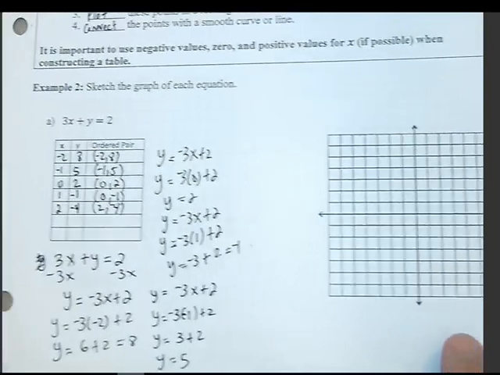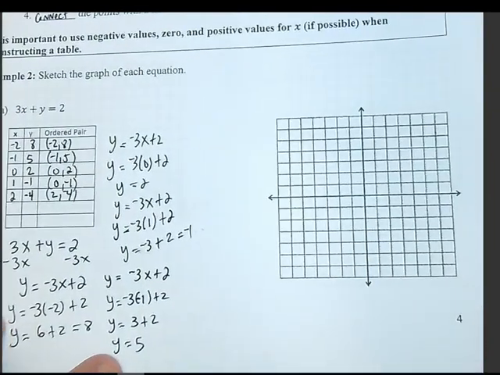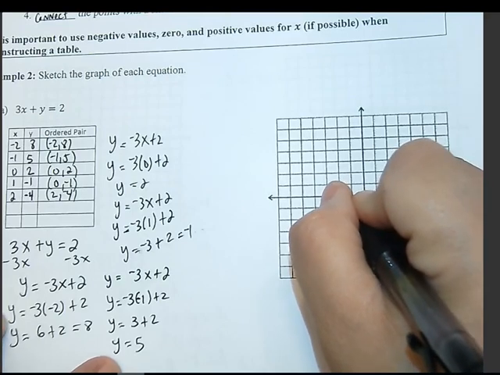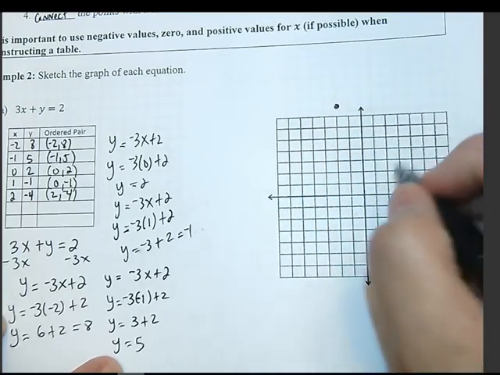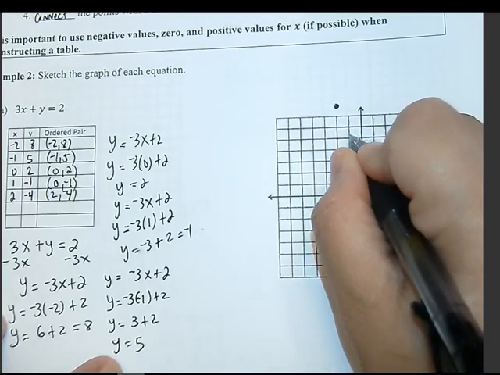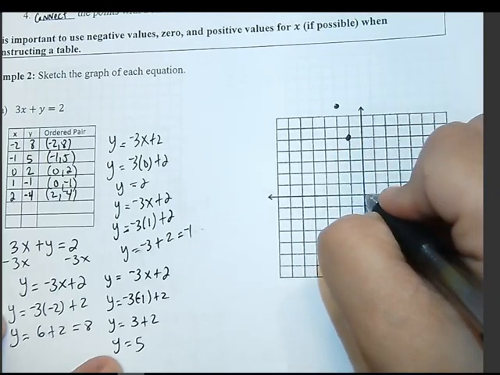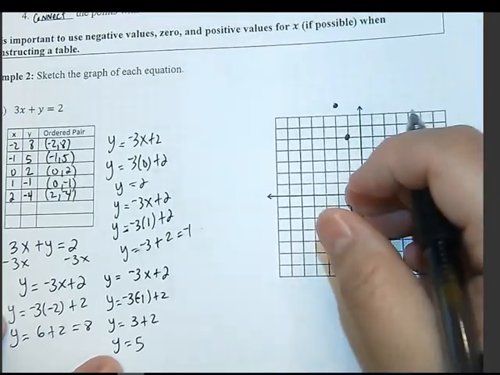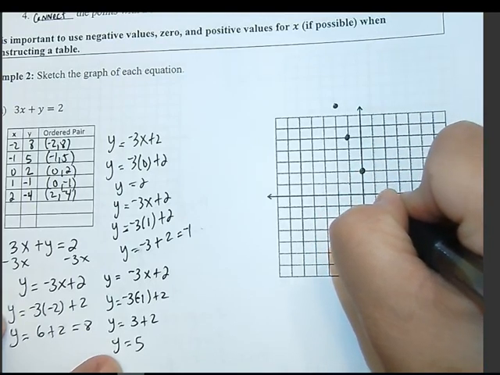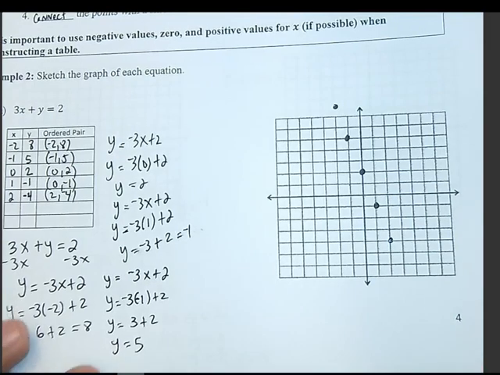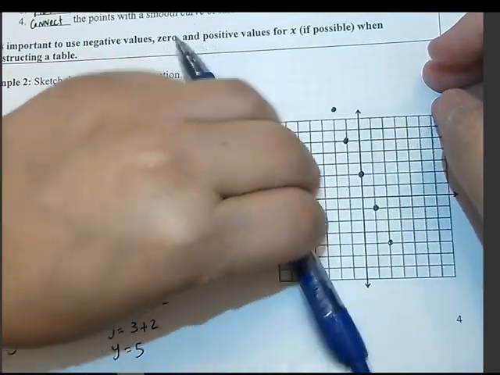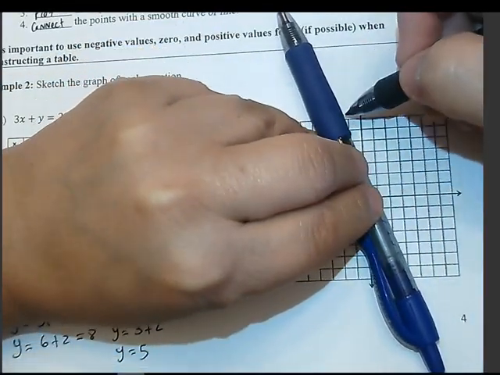Once we have our ordered pairs, we can come to our coordinate plane here and graph these. So x is negative 2. 1, 2, 3, 4, 5, 6, 7, 8 will be about here. Negative 1 and 5. 0 and 2. 1 and negative 1. And 2 and negative 4. Once we have our points, then we can graph our equation by connecting these dots.